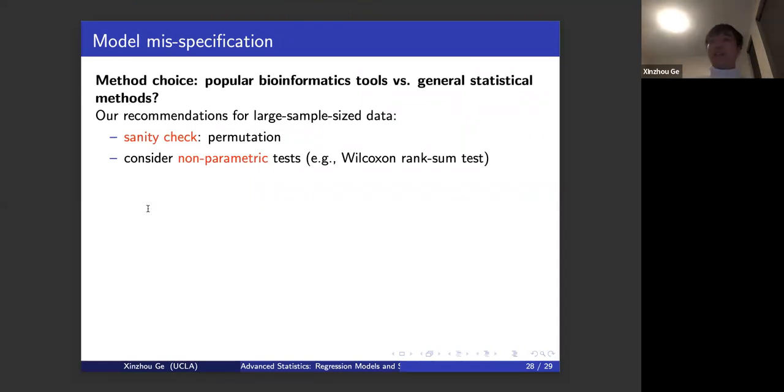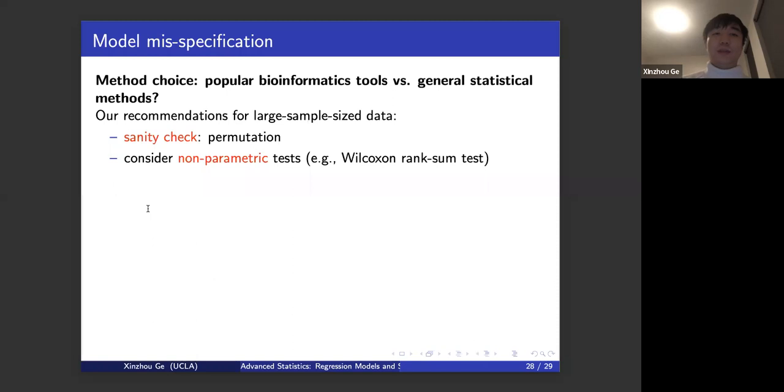the main point of the above example is that when we are using regression models, we should always pay attention to the model misspecification problems. Or if we use those popular tools, we should always pay attention to the model misspecification problems.